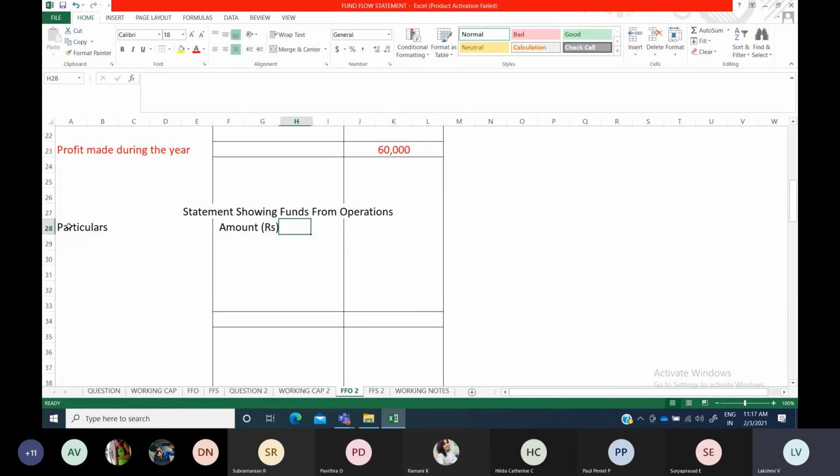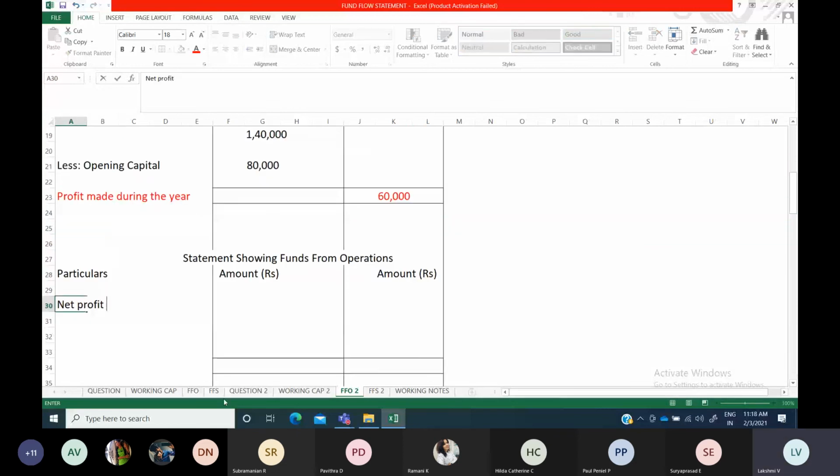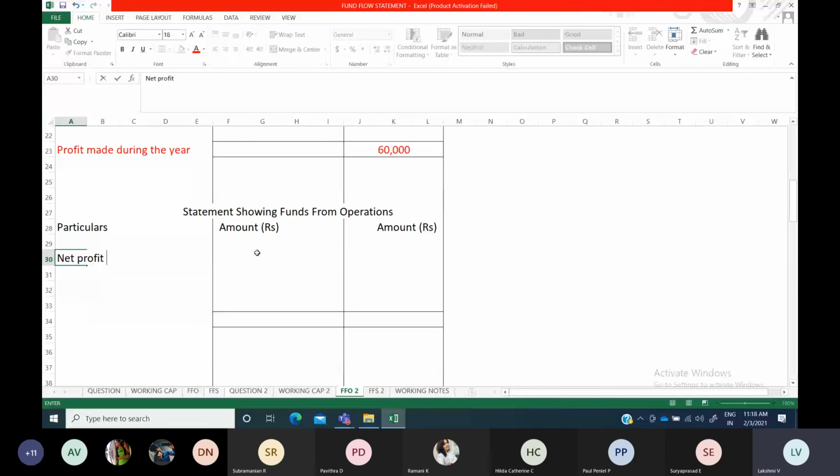Okay. So next is your first thing. What item will come? Net profit only. We are using the statement method here for calculating funds from operation. So this is your profit, that will be your net profit. So I am taking net profit here. Okay, so you have to be thorough with your format now. So net profit is 60,000. We will be having a lot of calculations, so better to write in the first column. Okay, inner column.